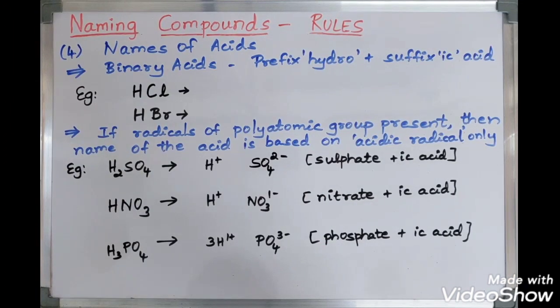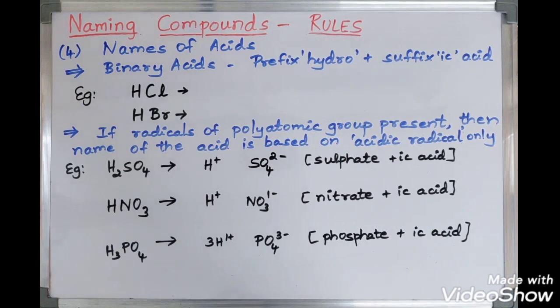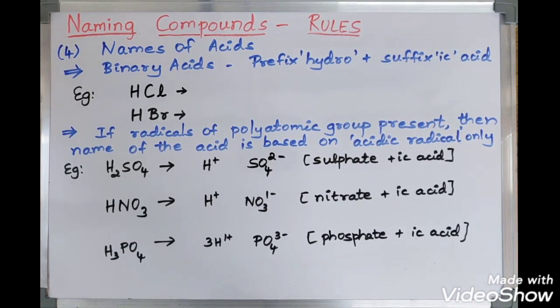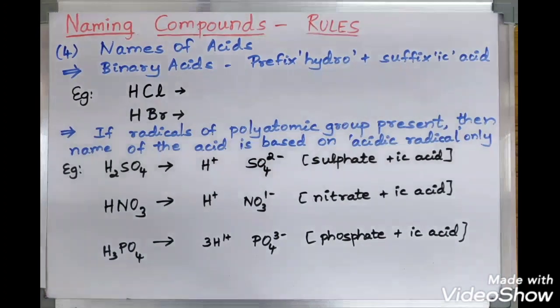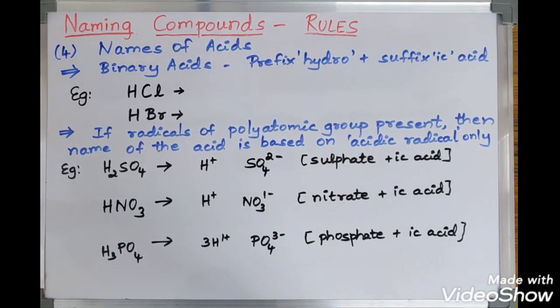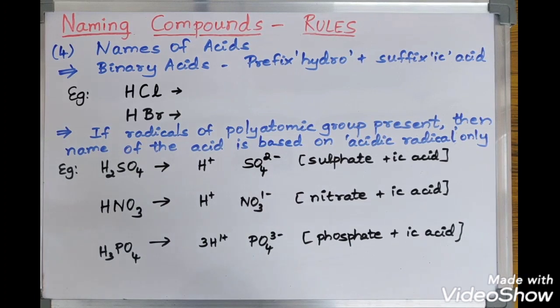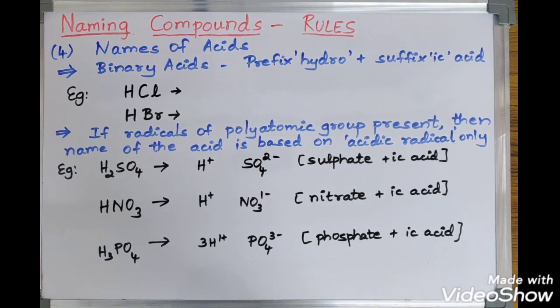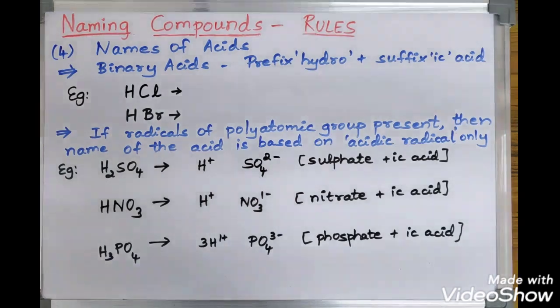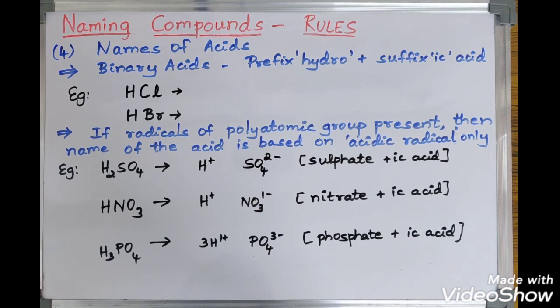Now we'll learn the fourth rule in naming inorganic compounds. The fourth rule is about the name of the acids. Now in that we have 2 sub-rules. If it is a binary acid, and when we say binary acid or a binary compound for that matter, it will have only 2 elements, an element reacting with another element. So here in this case we have a hydrogen reacting with a non-metal, that becomes a binary acid.